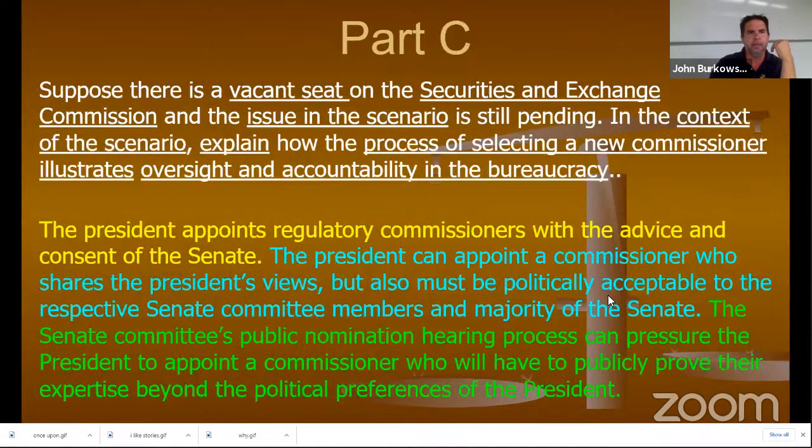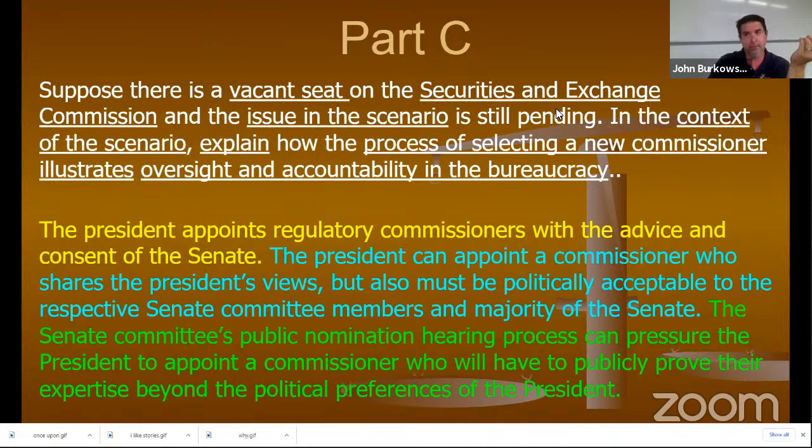Suppose there is a vacant seat on the Securities and Exchange Commission, and the issue in the scenario is still pending. In the context of the scenario, explain how the process of selecting a new commissioner illustrates oversight and accountability in the bureaucracy. Awesome, really key terms here. Vacant seat, Securities and Exchange Commission. Remember, you're supposed to know what the SEC is and its structure.